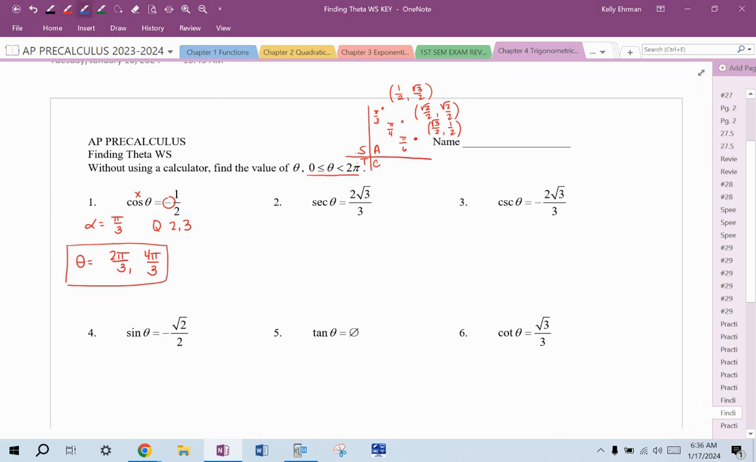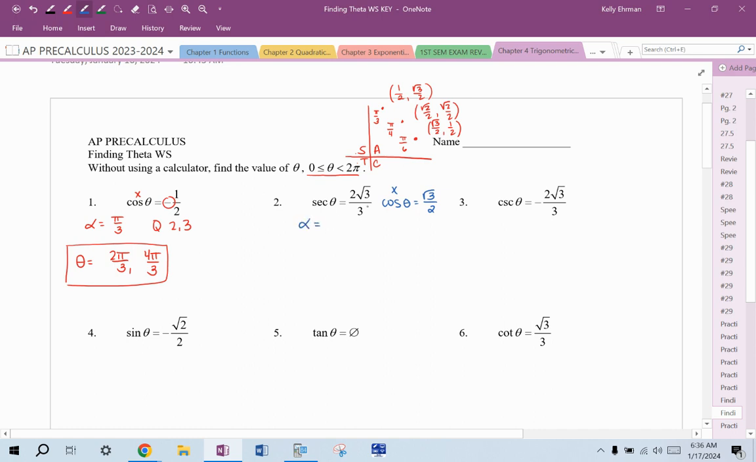Okay, so we do that for each one. Secant is 1 over x, right? You can also flip this around. This is the same as saying when is cosine theta equal to radical 3 over 2? Because remember, this is what you get. You should be recognizing some of these values if you're practicing your speed quizzes enough. So 2 radical 3 over 3 is the reciprocal of radical 3 over 2. It's just been rationalized. So anyway, we're looking for when is the x-coordinate radical 3 over 2.